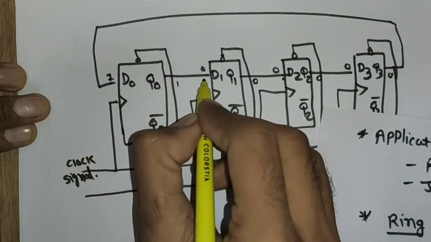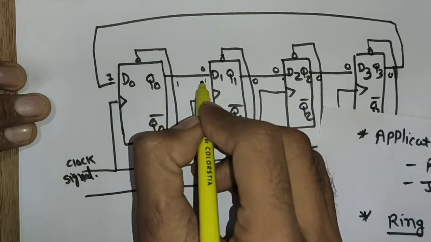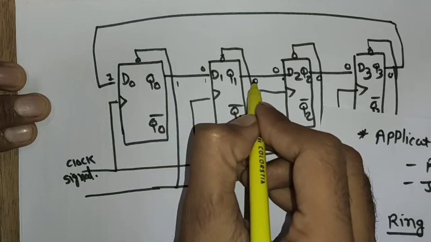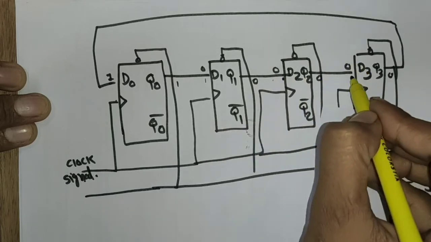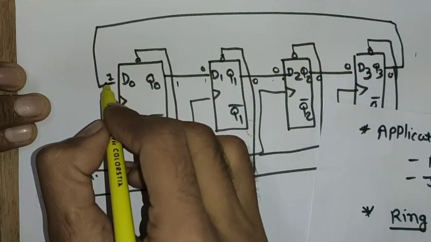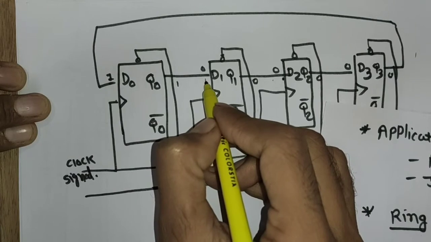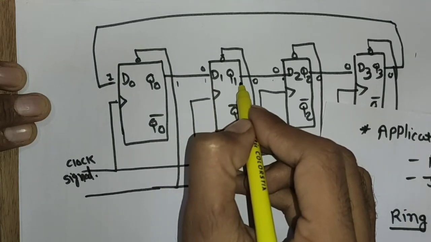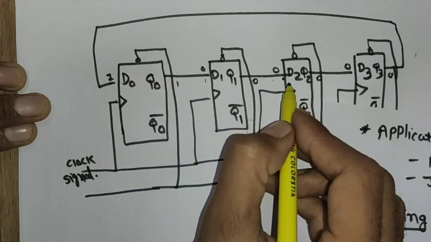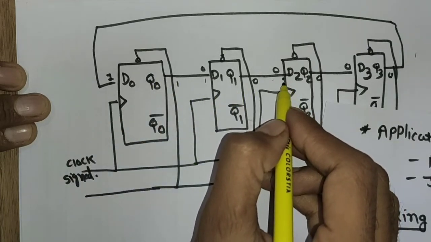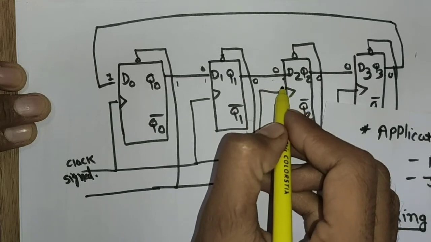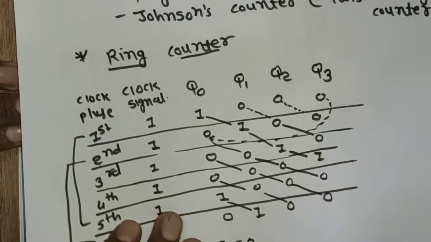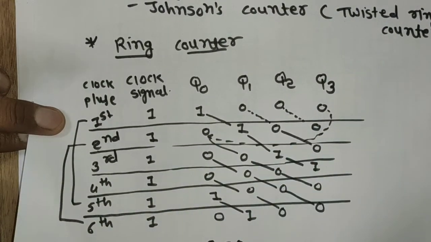Now that 1 is shifted to here whenever the second clock pulse will come, right? And this 0 comes to here, this 0 comes to here, and this 0 comes again here, right? So in the second clock pulse, the only input that is 1 is this D1, so we are getting Q1 is 1, the rest are 0. In the second clock pulse, this is D2 is 1, third clock pulse D3 is 1. So similar process continues. So this is the application of the ring counter.